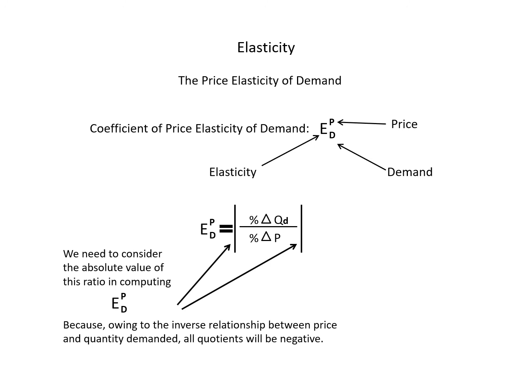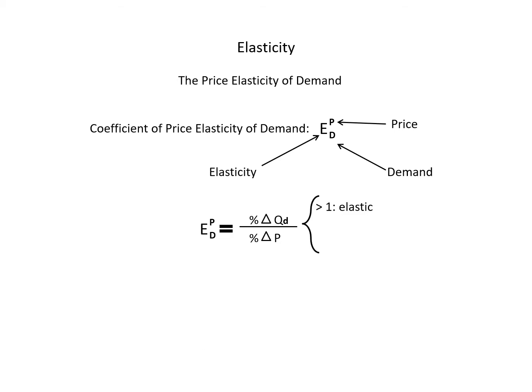Just a technical point here. The formula is actually the absolute value of the ratio. That's because the inverse relationship between price and quantity demanded will cause this ratio to be negative. So by considering the absolute value, we can dispense with the negative signs. So if this ratio, and that's the absolute value, remember, is greater than 1, that means that the quantity demanded would change more than did the change in price. Thus, the relationship would be considered elastic.